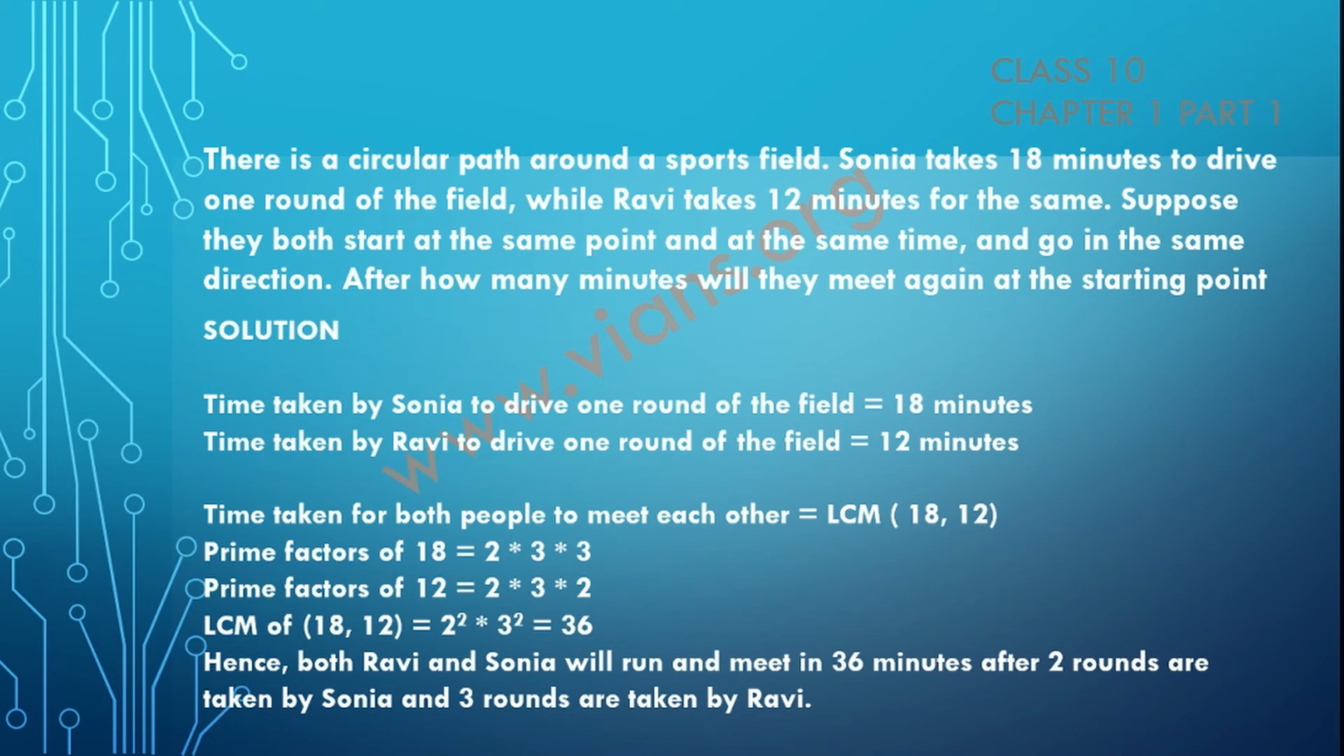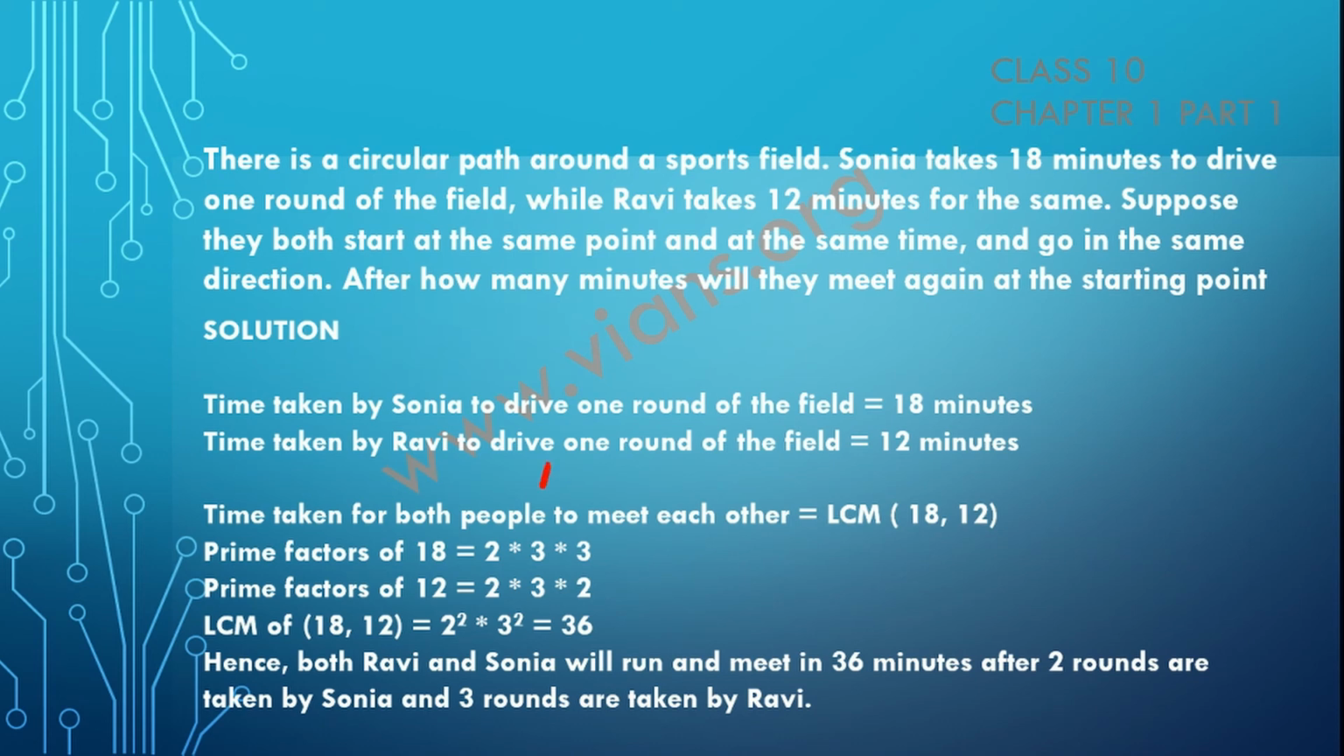Considering that both of them are running in the same direction and have started at the same time, you need to find that one least number of minutes in which both Sonia and Ravi would maybe cover a different number of circles, but would have actually completed the circles without any remaining time, without any remainder. So basically what you're trying to find is LCM, right?